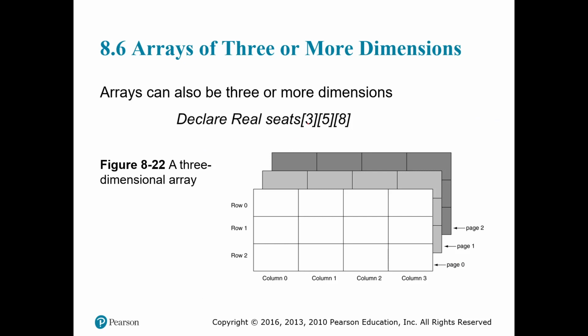Now you can also have 3 or more dimensions in your arrays, and this is all it would look like. Again, rows, columns, and then we just add pages. This last number is going to be for pages. So page 0, page 1, page 2, and so on, as many pages as you would like to have.